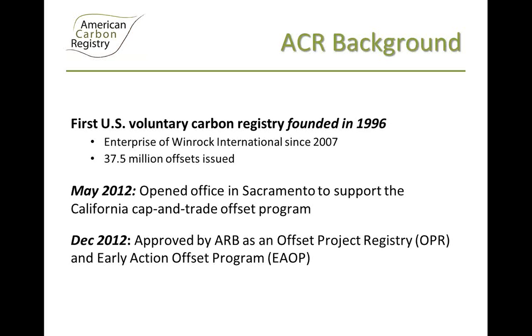We ensure proper reporting and verification of those projects and issue registry offset credits that can then be issued as ARB offset credits for use in the compliance market. We also list early action offset projects, oversee the reporting and verification process of those projects, and issue early action offset credits that may be taken to ARB to be issued again as ARB offset credits.